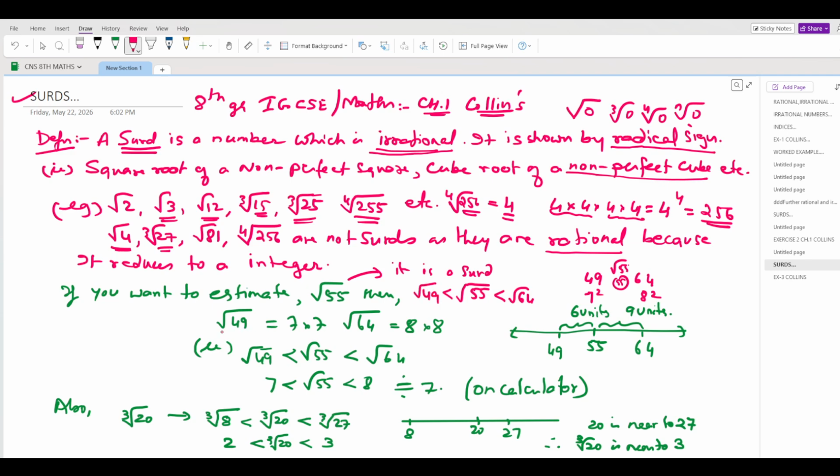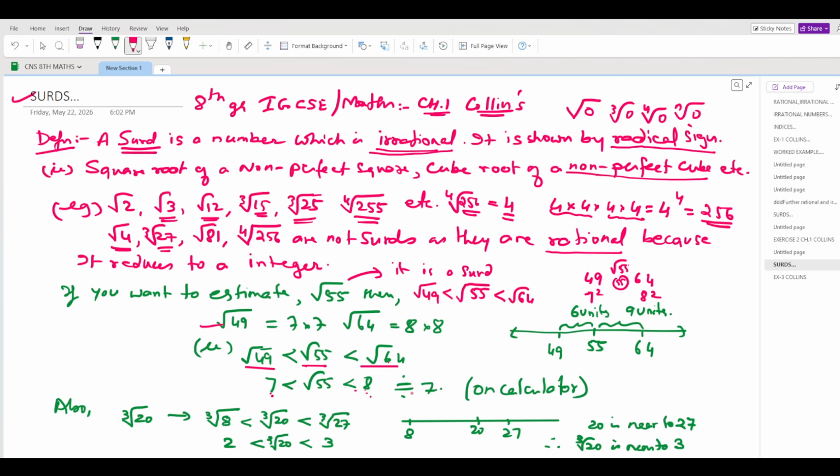Am I right? So I have written here root of 49 is 7 into 7 and root of 64 is 8 into 8. So this can be written as 7 squared, and this as 8 squared. So when you write in order, root of 49 will be less than root of 55 and root of 55 will be less than root of 64. These two numbers have to be consecutive, one after another. Root of 49 is 7, root of 64 is 8. So root of 55 will be between 7 and 8, right? So we have estimated the value of root 55 to be between 7 and 8.